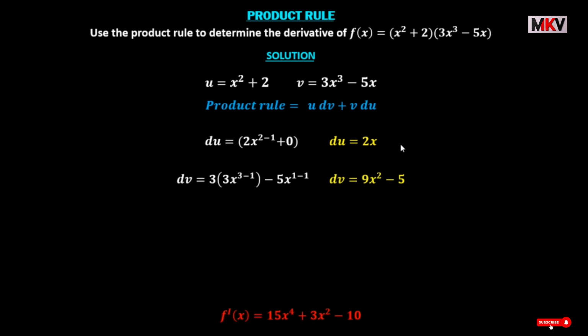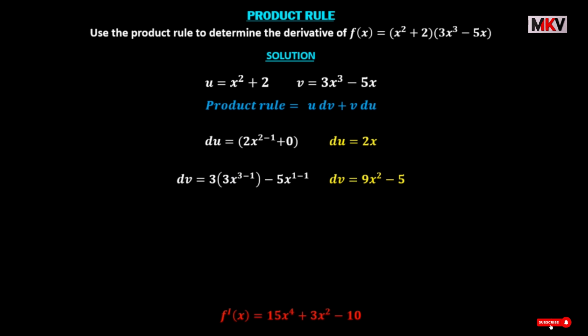Then we do the same for dv. dv is 3x cubed minus 5x. The coefficient of 3x cubed is 3, so we separate that. Then we bring the exponent of x cubed in front of it, then subtract 1 from the exponent, giving us 9x squared. So we multiply the initial 3 by the 3 brought from the exponent to get 9. Then we subtract 1 from 3 to give us 2. So after finding the derivative of 3x cubed, we are getting 9x squared.